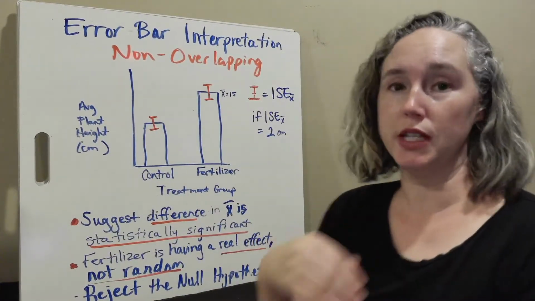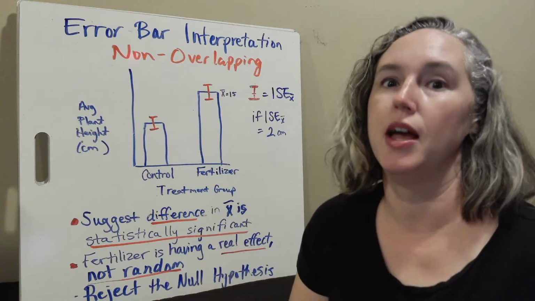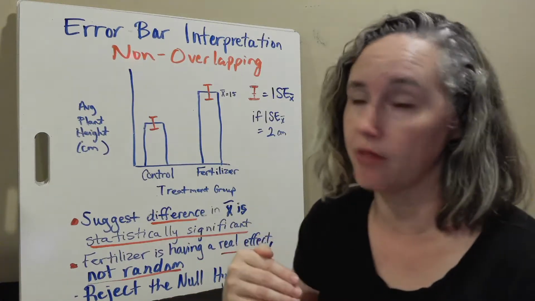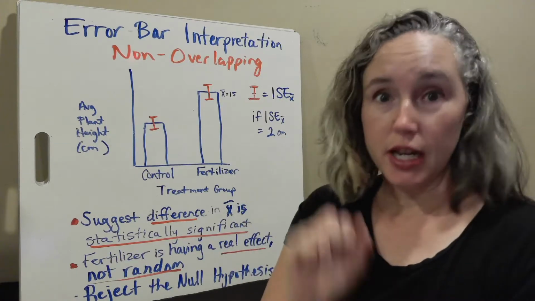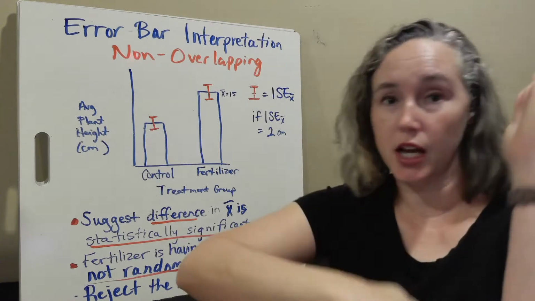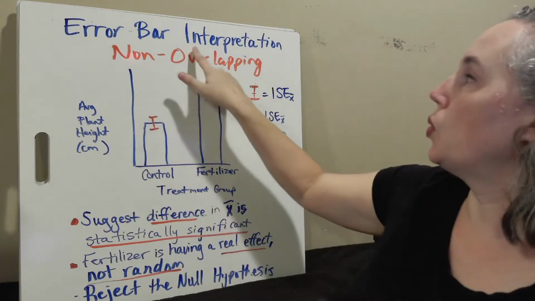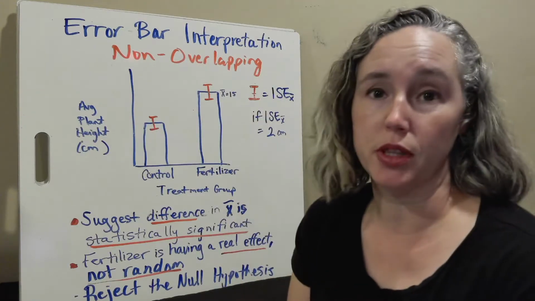Now, more often than not, standard error of the mean shows up on the AP Biology exam as error bars on a graph. Line graphs can have error bars, bar graphs can have error bars, anything on an XY axis can have error bars. And so what's important is that you know how to interpret those.